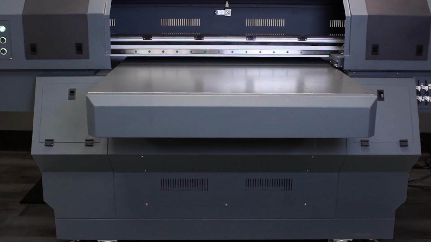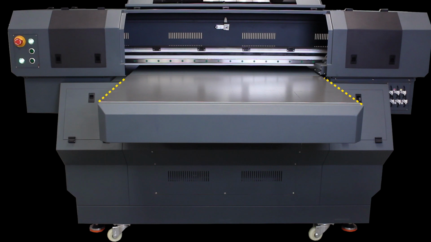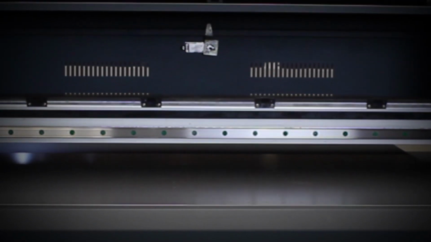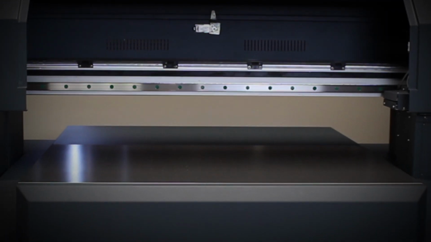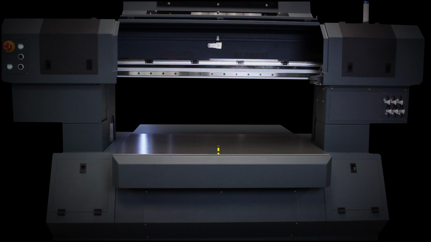Xante is proud to present the newest in industrial production UV printing technology. The X-32 boasts a bed allowing for media sizes up to 24 by 36 inches. It also comes equipped with printheads that have the ability to rise up to 11.25 inches in height.